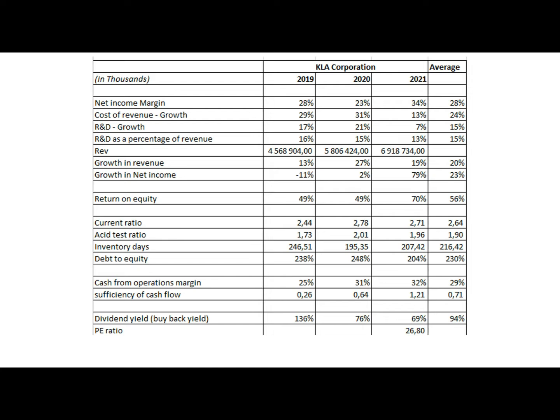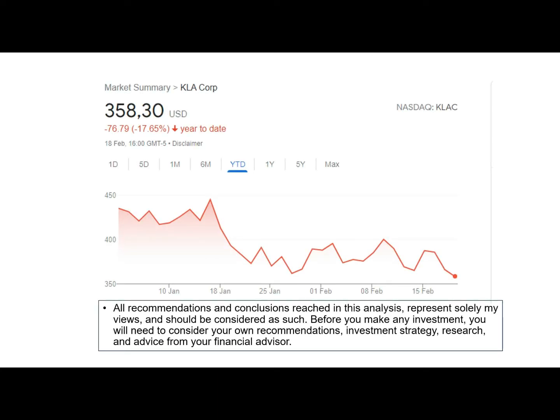Very good. The PE at 26.8, almost 27. It's actually, sorry, above the industry average of 23.26. So, you know, above the industry average, but not by that much.